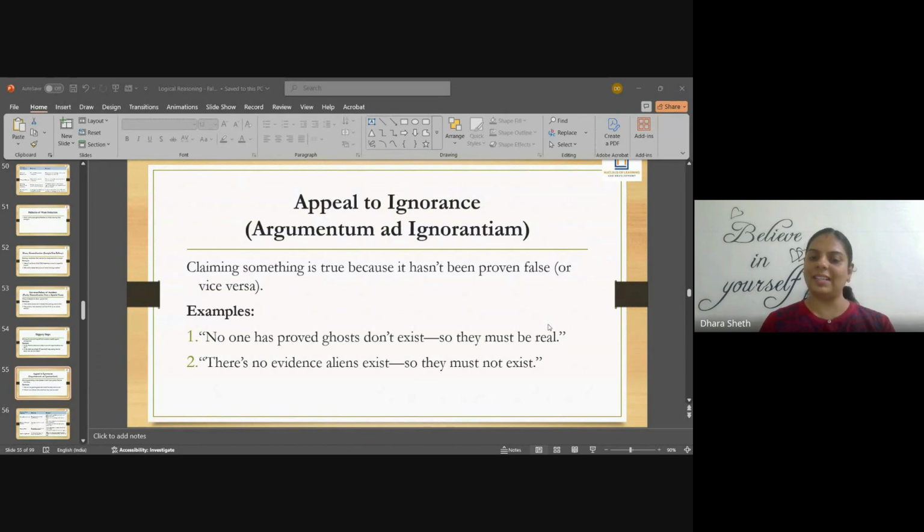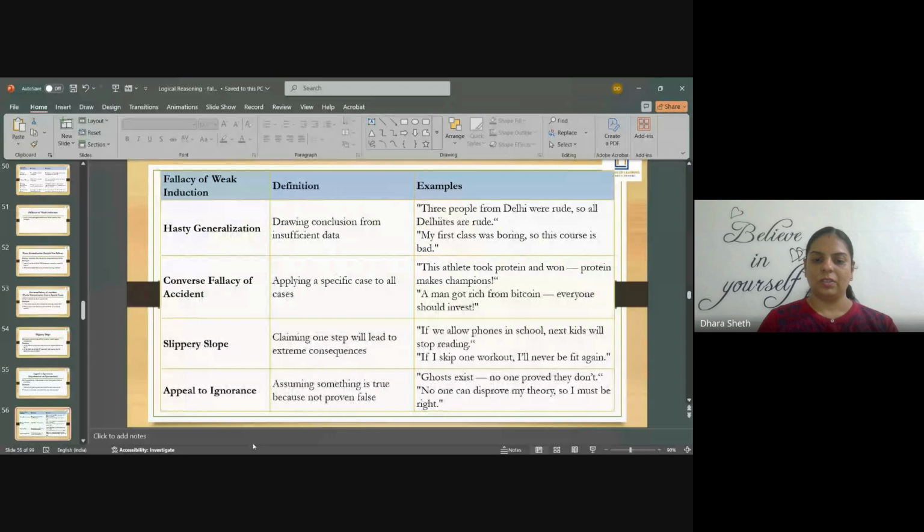There is no evidence that aliens exist, so they must not exist. Claiming something is true because it hasn't been proven false. Clear with this? Okay. So this is the summary of fallacy of weak induction: hasty generalization, also called sample size fallacy, converse fallacy of accident, slippery slope, and appeal to ignorance. Can take a screenshot.